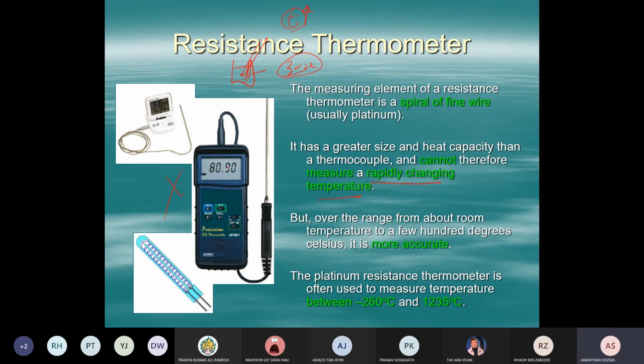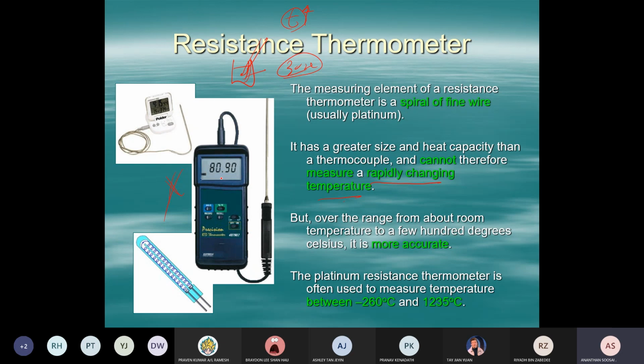By the time 30 seconds is up, the resistance thermometer hasn't achieved thermal equilibrium yet. Therefore, the reading portrayed is not the actual reading of that body at that moment. So for rapidly changing temperature, the resistance thermometer is not good because it has a very high heat capacity. So this is bad, but then why are we learning this? Is there anything good about this thermometer? Yes, there is.